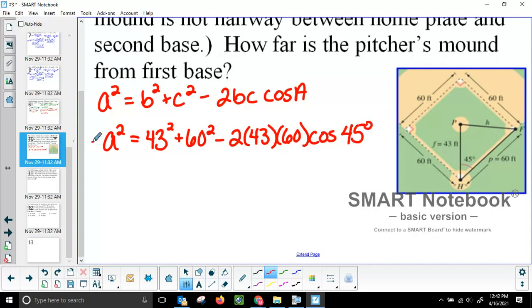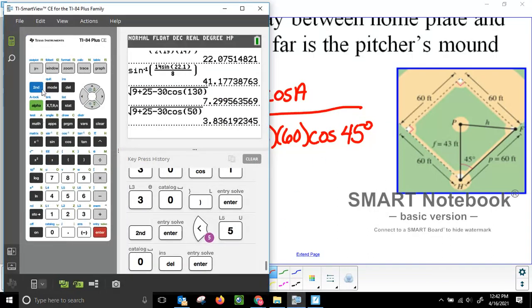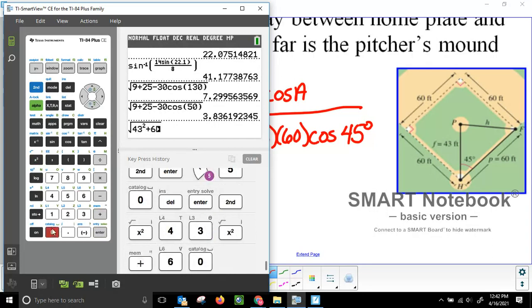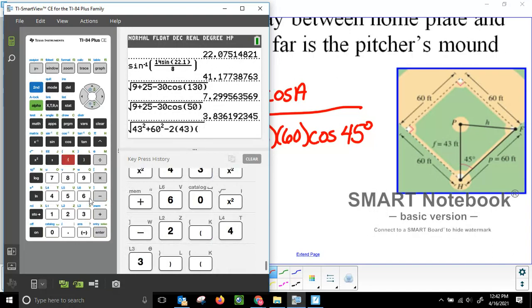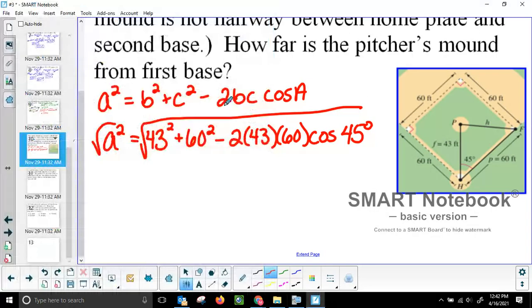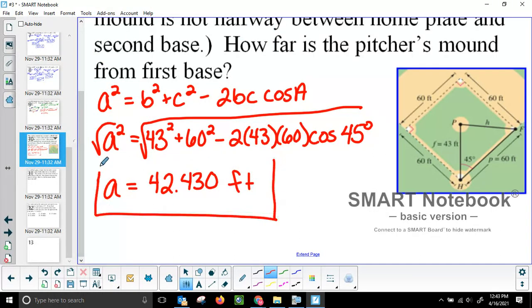Of course, to find the actual A, we would square root all of this. So now we can say the square root of 43 squared plus 60 squared minus 2 times 43 times 60 times the cosine of 45 degrees. And we get 42.430 feet. And we are done.